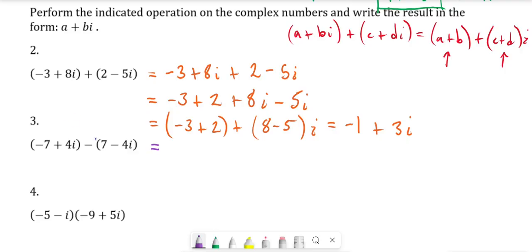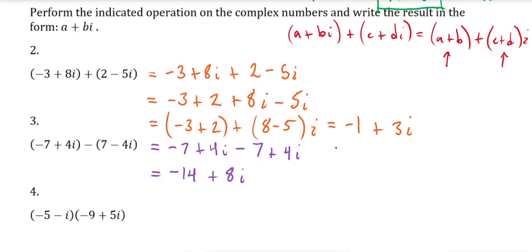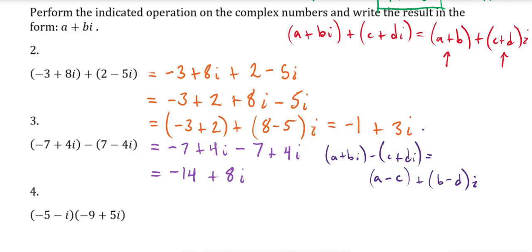With problem 3, this set of parentheses is organizational only, but these are kind of essential parentheses. We need to see that we are subtracting both of these terms. And as such, this could be rewritten as -7 plus 4i minus 7 plus 4i. We need to distribute this negative against both of these signs. And again, grouping like terms as before, we now get this expression. We should note that we have a very similar formula to that of addition, where now we are simply taking the difference of the real parts and the difference of the imaginary parts, respectively.